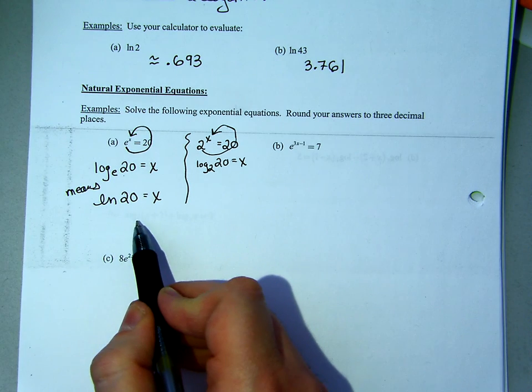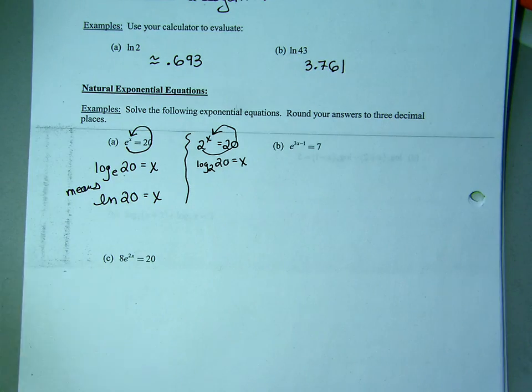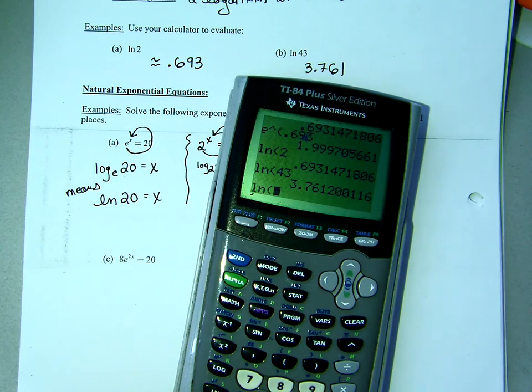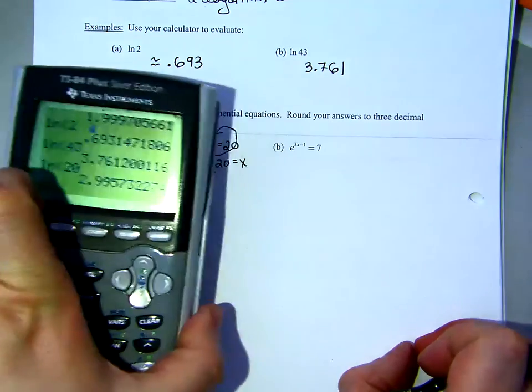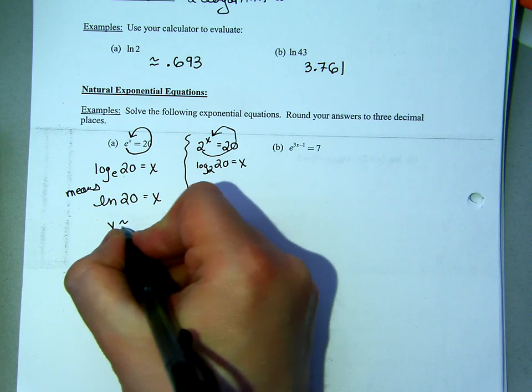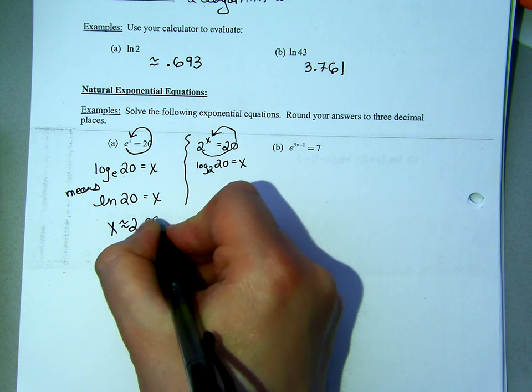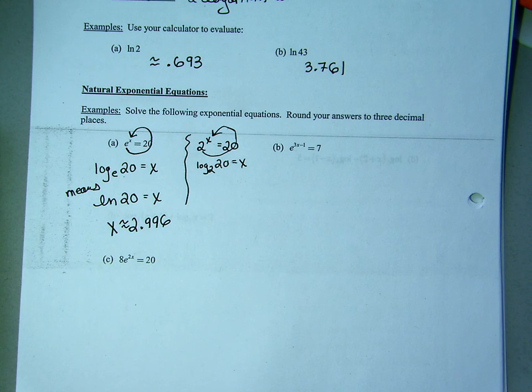Because we can write it like that, we don't have to use the change of base formula because they're natural logs. You're going to go to the calculator and just type in ln of 20. 2.996. If I want an answer rounded to 3 decimal places, it is not 3. It is 2.996. If you wanted to check it and did e raised to the 2.996, it would be pretty close to 20.